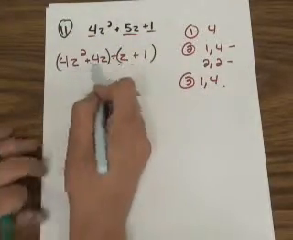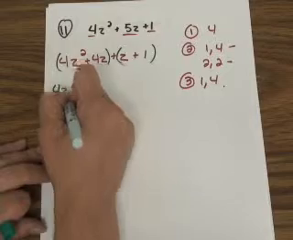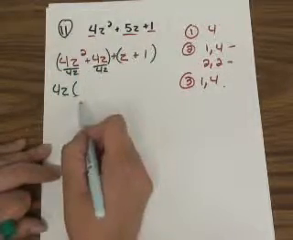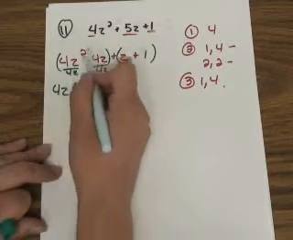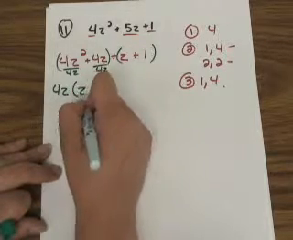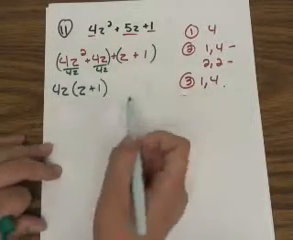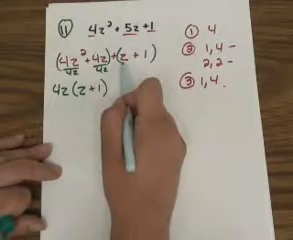4z squared plus 4z actually has a 4z in common. So when I divide the 4z out, I'll see what will be left inside of my parentheses. 4z squared divided by 4z is going to leave me with a z, and 4z divided by 4z here is going to leave me with a plus 1. Now I can already see that match.